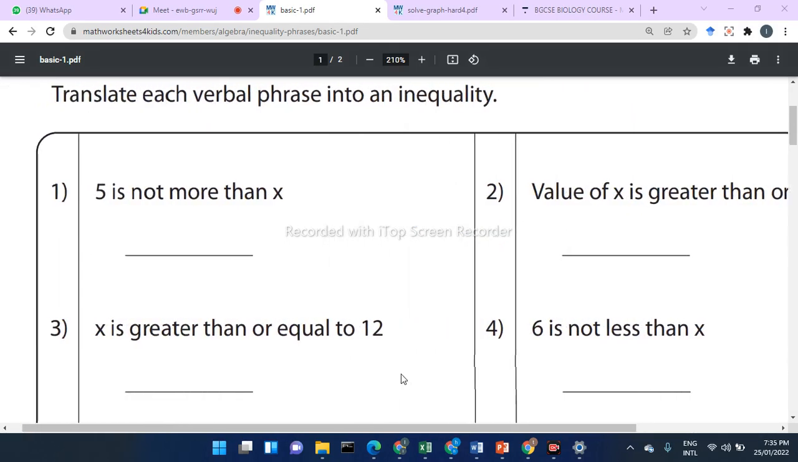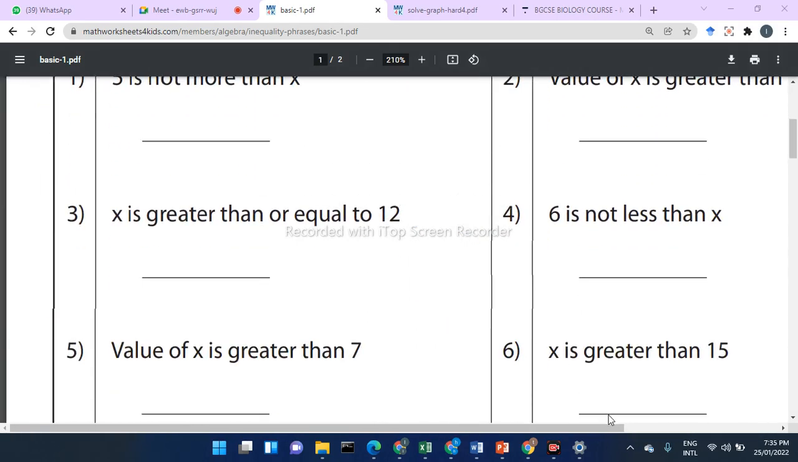All right. So, okay, x is greater than or equal to 12. I think that's straightforward, right? Yes, sir. So x is greater than or equal to 12.